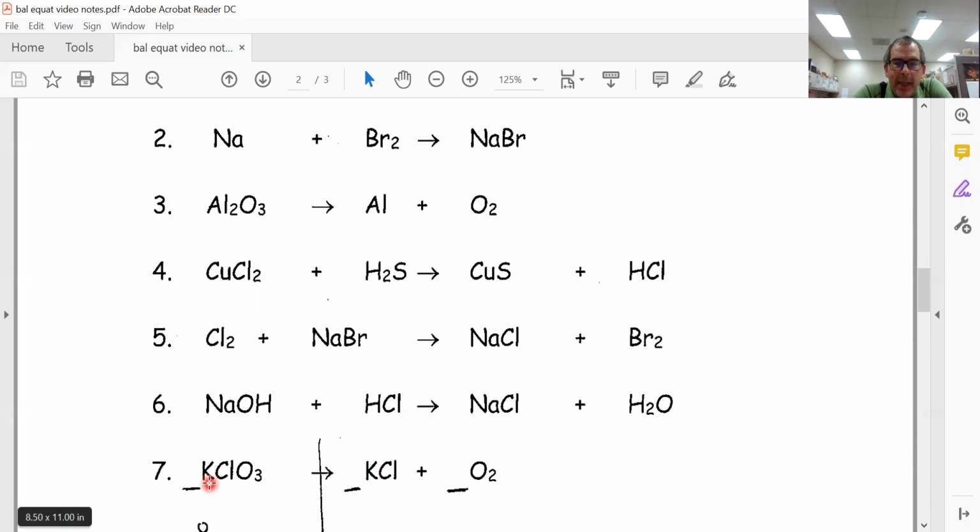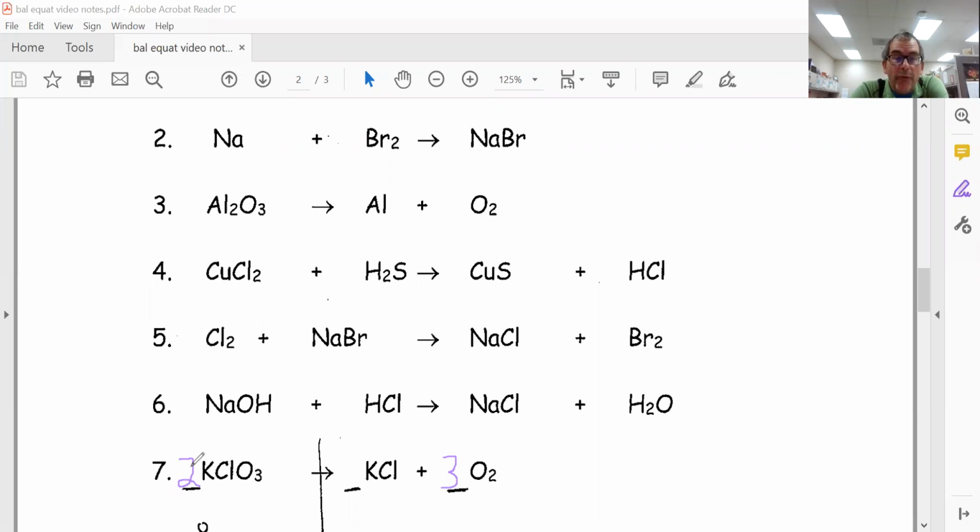Now, when I look at it, it looks like the Ks are the same. It looks like the Cls are the same. What's different? Oxygen's 3, oxygen's 2 over here. What's the smallest number that 2 and 3 go into? It's 6. So what I'm going to do, think multiplying, not adding, I'm going to put a 2 out in front here and a 3 out in front here. And if I do that, I get 2 times 3 gives me 6 oxygens here. 3 times 2 gives me 6 oxygens here.